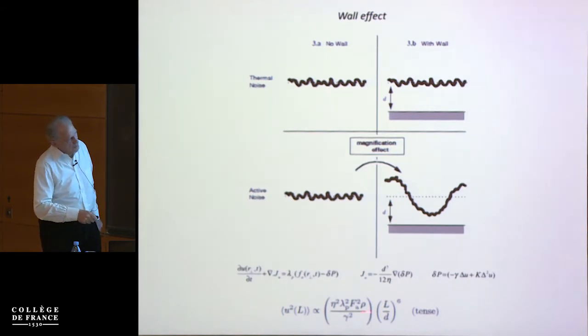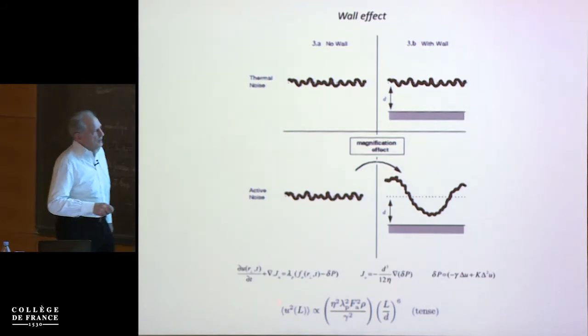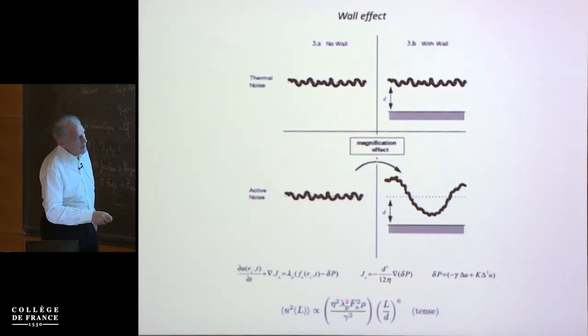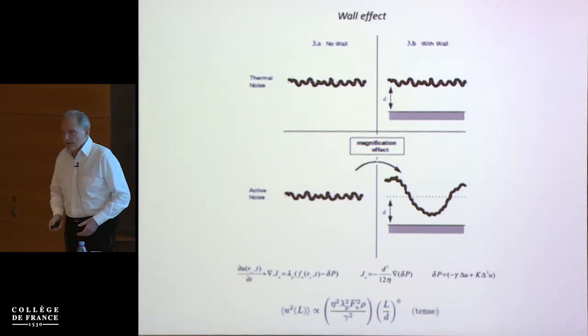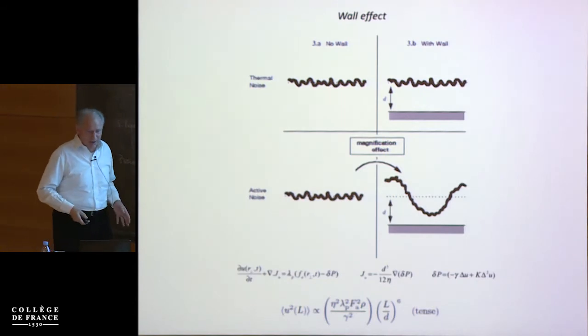Now if I do my scaling, I won't do it here because it would be a bit long, but I find there is exactly the same prefactor as before. But now the length scale dependence is to the power of 6. So it's a huge effect. These experiments are not easy to do, and they have not been done.